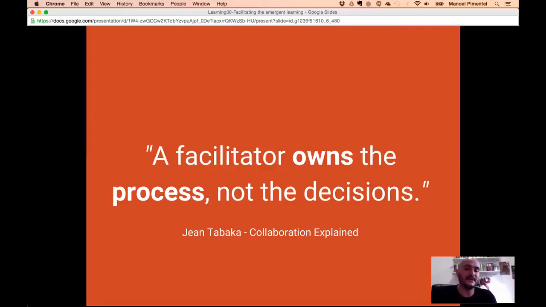You remember the concept about the product and the process of the learning? So, in this case, from a learning perspective, the facilitator is controlling the process. For example, the facilitator is applying the learning canvas or organizing the time box during some learning shot, for example. But the facilitator has no control over the result of the process, the product in this case, right?